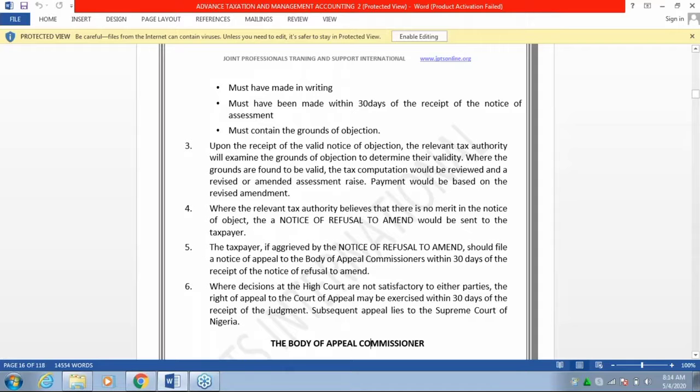Then, upon the receipt of the valid notice of objections, the relevant tax authority will examine the grounds of objections so as to determine their validity. Where the grounds are found to be valid, the tax computation will be reviewed, and the revised or amended assessment will be issued, and payment will be based on the revised assessment, not the previous calculations.